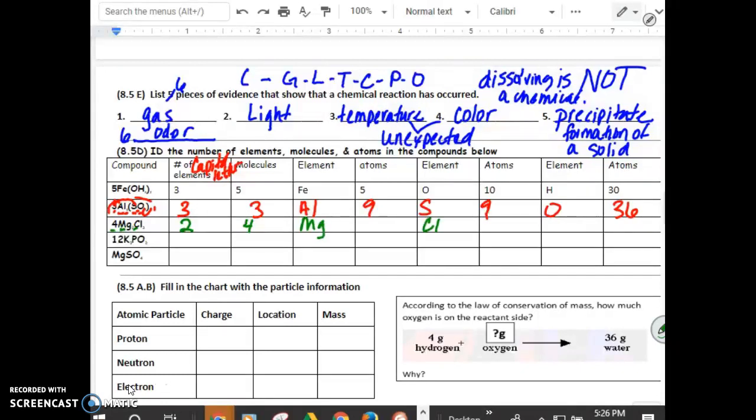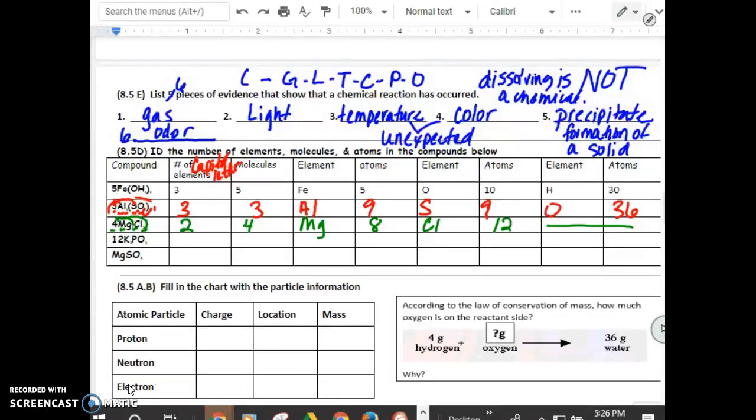Now let's count our elements. There are no parentheses. We don't have to worry about that. We have the subscript of 2 after the Mg. We multiply that times the coefficient of 4, giving us 8 magnesiums. Then we have chlorine. Chlorine has a subscript of 3. 3 times 4, giving us 12. And then there is not a third element here.